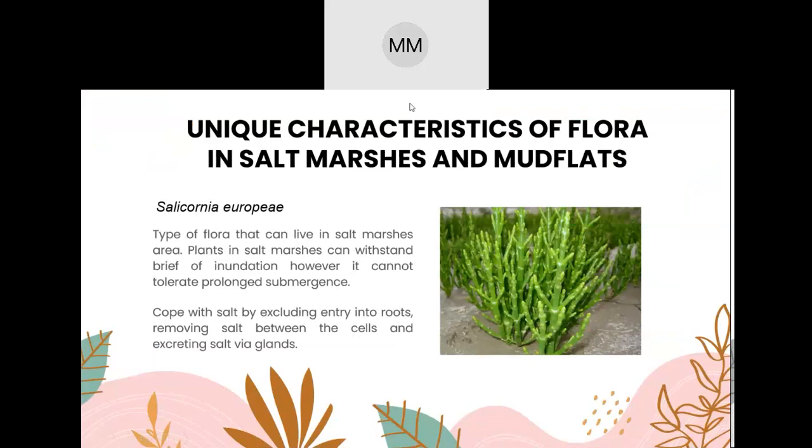So now, these are the unique characteristics of flora in salt marshes and mudflats. First is Salicornia europaea. This is a type of flora that can live in salt marsh areas. Plants in salt marshes can withstand brief inundation, however, they cannot tolerate prolonged submergence. They cope with salt by excluding entry into roots, removing salt between the cells, and excreting salt via glands.